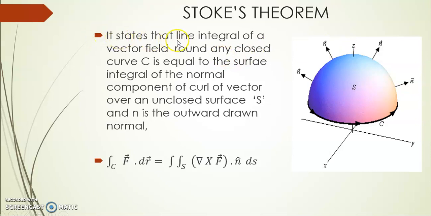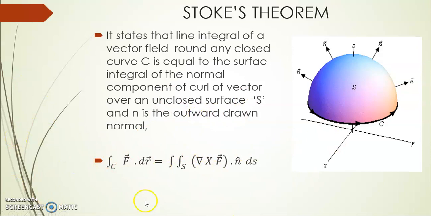So it states that the line integral of a vector field, remember, as discussed in my introduction video, line integral is nothing but a single integral, around any closed curve C is equal to the surface integral of the normal component of curl of the vector over an unclosed surface S, and n is the outward normal. So this is the statement of Stokes theorem.